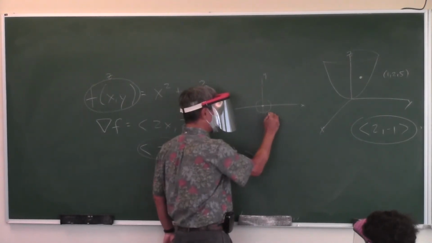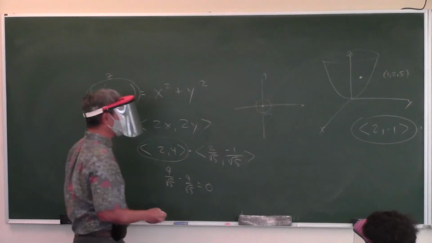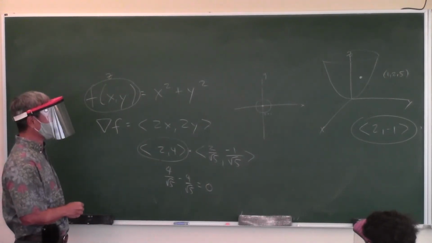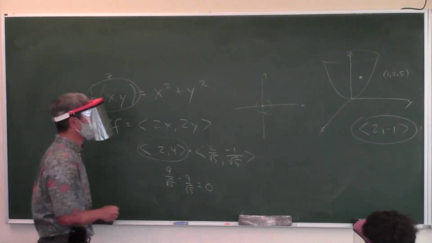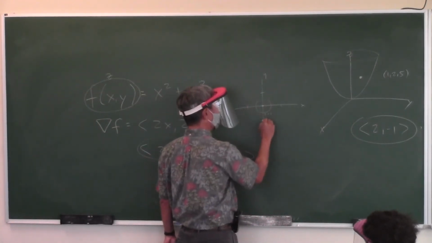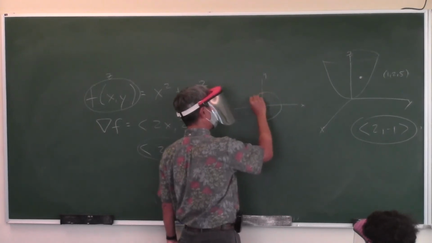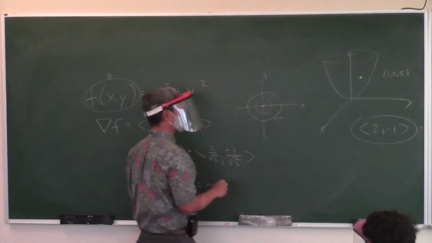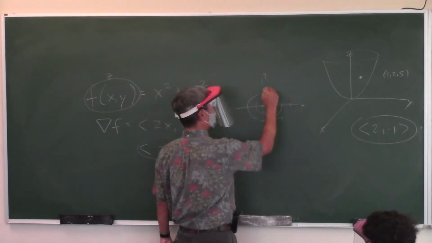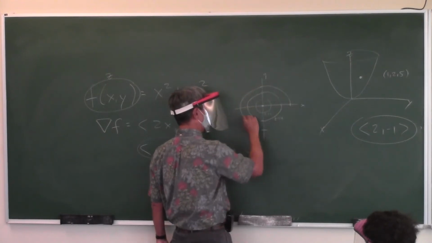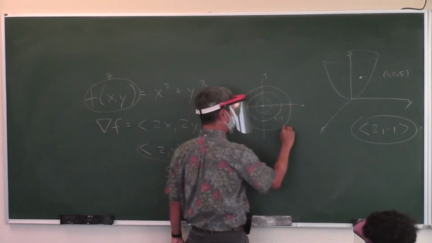So you put z equal 1. Okay, what would happen if z is equal to 4? You get a circle of radius 2. So it looks like this. So this is when z is equal to 4. What about when z is equal to 9? You get a circle of radius 3. It looks like this. These are called level curves.